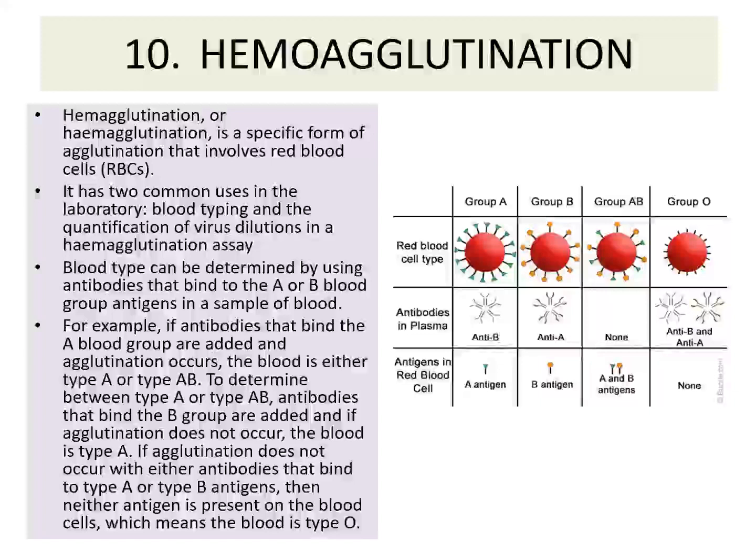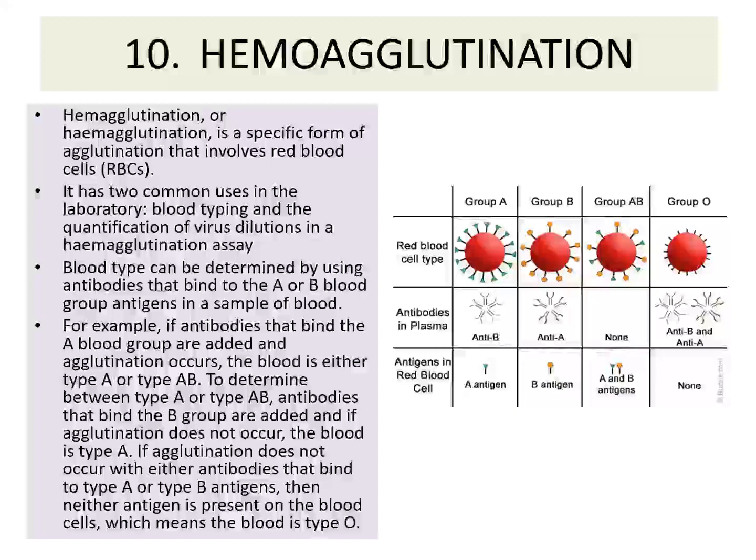Blood type can be determined by using antibodies that bind to A or B blood group antigen in the sample of blood. For example, if antibodies that bind the A blood group are added and agglutination occurs, the blood is either A or AB. To determine between type A and type AB, antibodies that bind the B group are added, and if agglutination does not occur, the blood is type A.